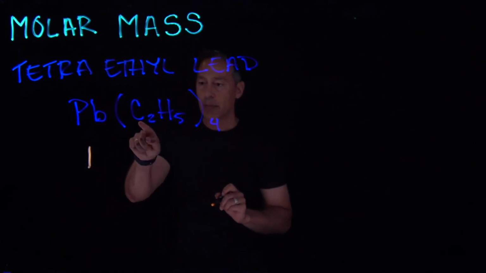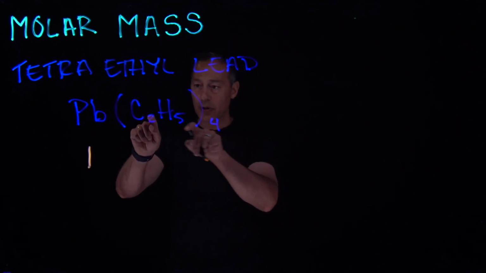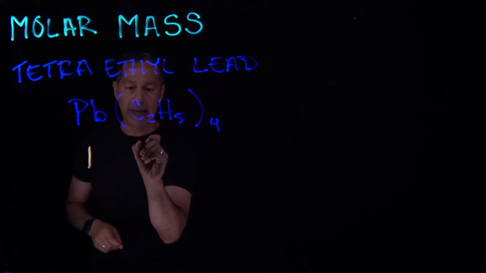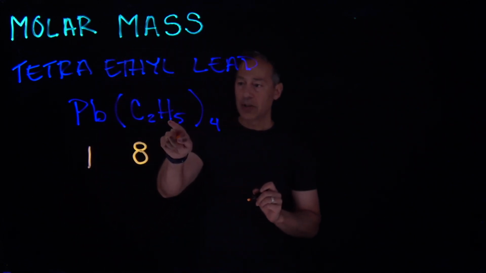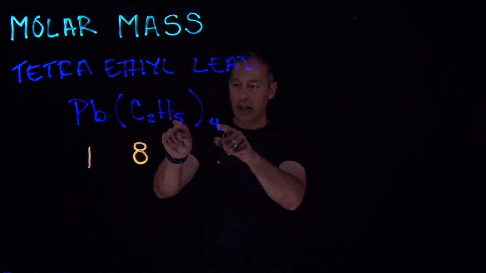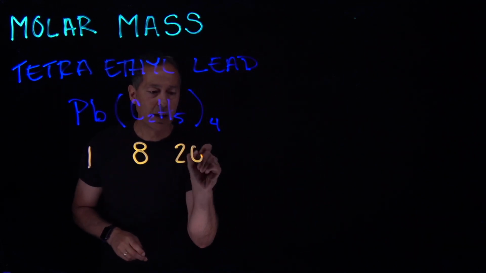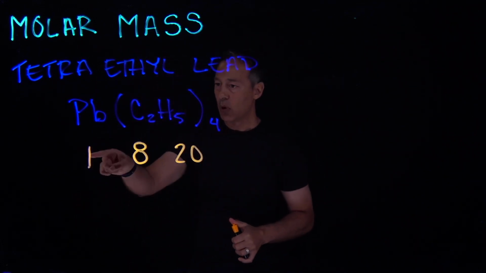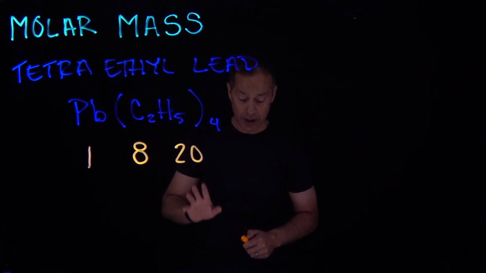And then for my carbon atoms, I have 2. But on the outside of the brackets here, I have 4. So 2 times 4 is going to be 8 carbon atoms. And my hydrogens now, I have 5 times 4, which is 20 hydrogen atoms. So 1 lead, 8 carbons, and 20 hydrogens.